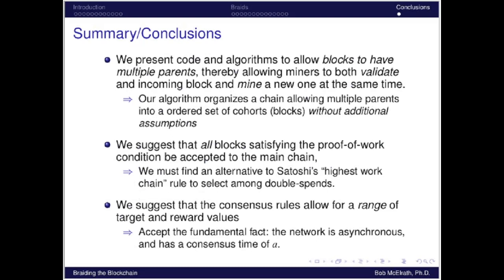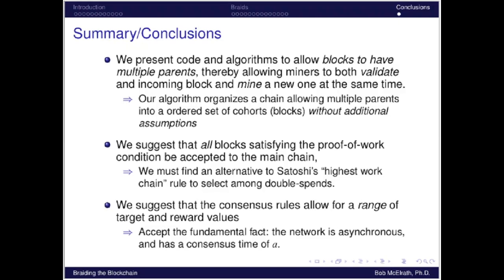I suggest that all blocks satisfying the proof of work condition should be accepted to the main chain. In other words, this is equal pay for equal work. Because if there's an asymmetry, there's a game. And if there's a game, somebody can find an algorithm to play that game, and it will be at the detriment of the security of the system. So we're really better off making sure every time somebody produces a valid hash value, they are compensated on the chain. And I think we must find an alternative to Satoshi's highest work chain. I don't think it makes a whole lot of sense to be using blocks that are worth $15,000 each to be deciding among double spends, which are worth only pennies.